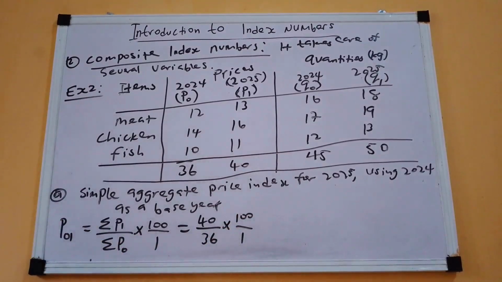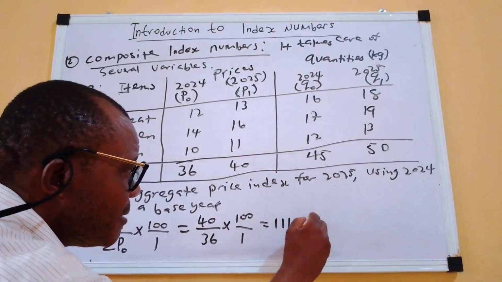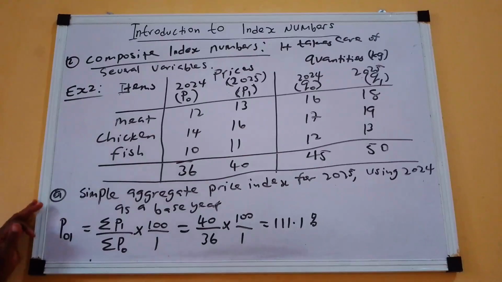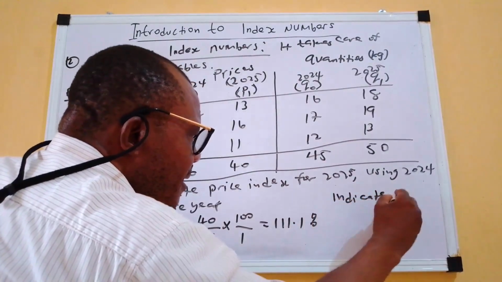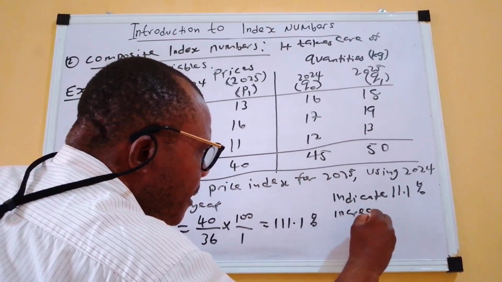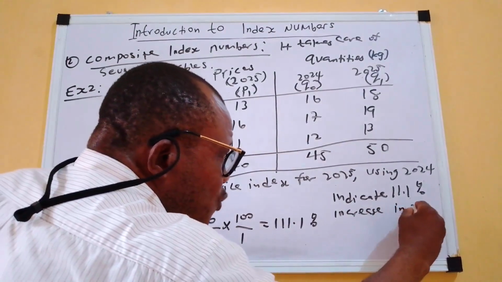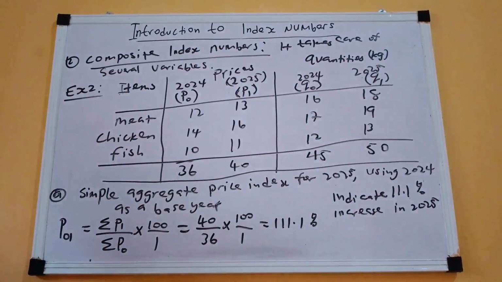I hope you have taken this formula. So by the time you have that, 40 over 36 times 100 over 1 will be equal to 111.1%. What does this indicate? This now indicates an 11.1% increase for the three commodities in year 2025. So generally that is 11.1%. I told you if it is above 100, there is an increase in price or in quantity. If it is below 100, there is a decrease. That particular difference between the index number and 100 will either form the percentage increase or the percentage decrease.